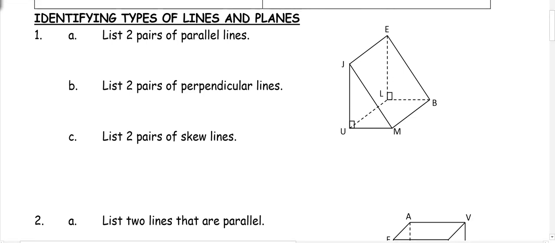So over to the right, we have a triangular prism because it has two triangular bases. So we want to look for two pairs of parallel lines. One pair of parallel lines could be JM, which is going on a diagonal, and EB. They're both going in the same direction, but they're never going to intersect. So JM and EB would be an example of parallel lines. Another example of parallel lines could be UL and JE. They're both going the same direction and they're never going to intersect.